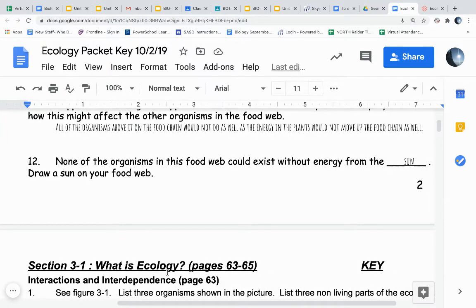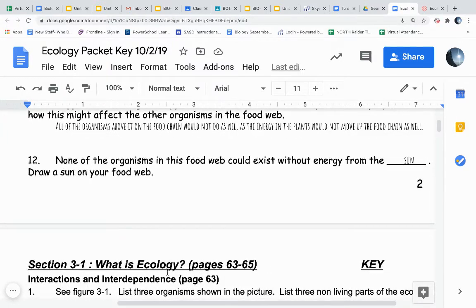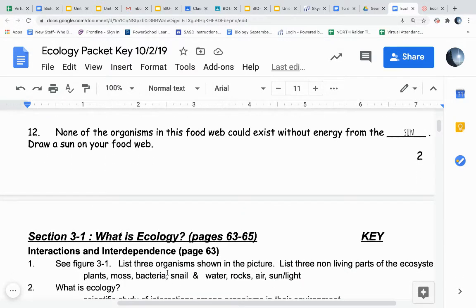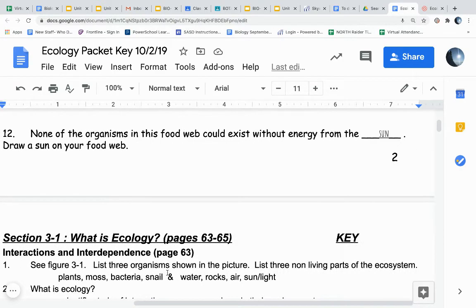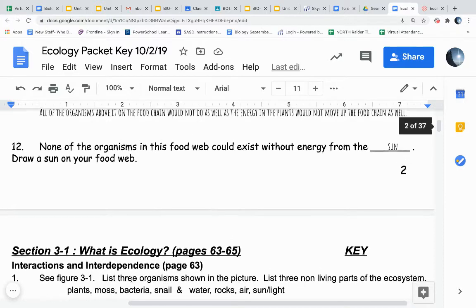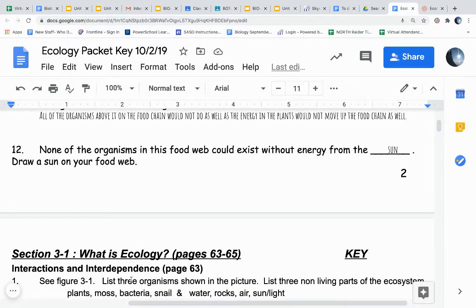Okay, section 3.1, what is ecology? Interactions and interdependence. All right, so list 3 organisms shown in the picture. List 3 non-living parts of the ecosystem. All right, so 3 living things in that picture would be plants, moss, bacteria, and perhaps even the snail pictured. And some non-living parts would be the water, the rocks, air, and our sunlight. So remember that our living things in our ecosystem are known as biotic factors, and our non-living things in an ecosystem are known as abiotic factors.